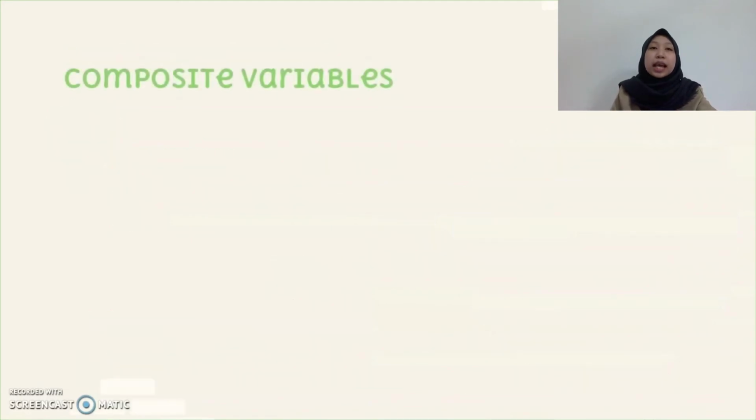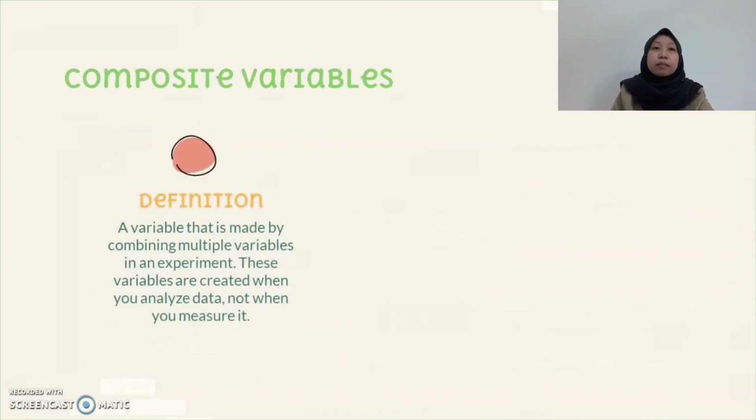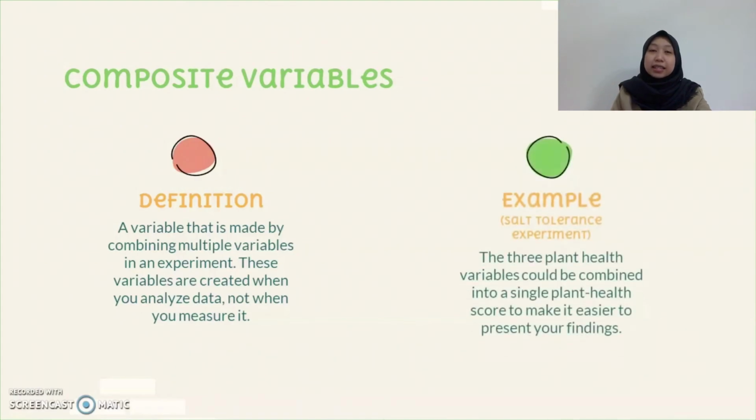Last, composite variables. Composite variable is a variable that is made by combining multiple variables in an experiment. These variables are created when you analyze data, not when you measure it. Example from salt tolerance experiment is the three plant health variables could be combined into a single plant health score to make it easier to present your findings.